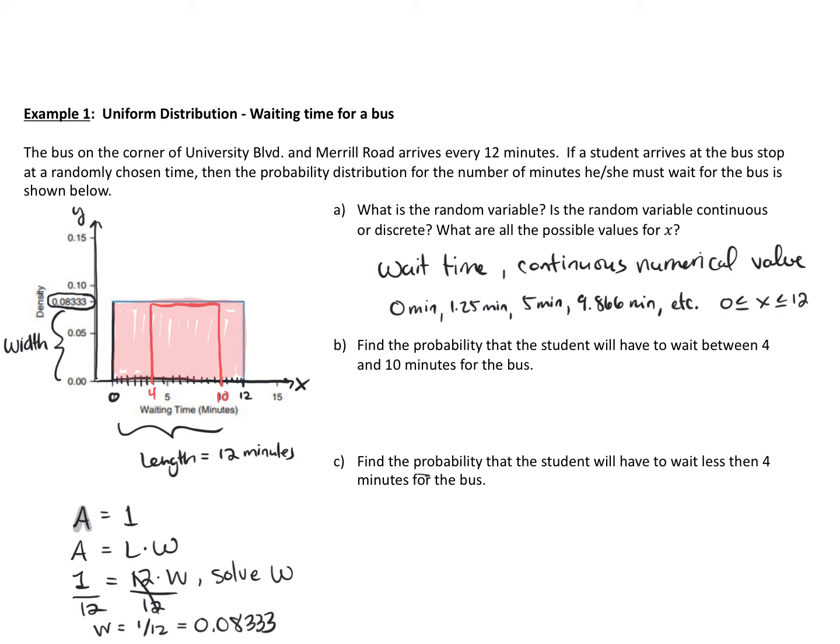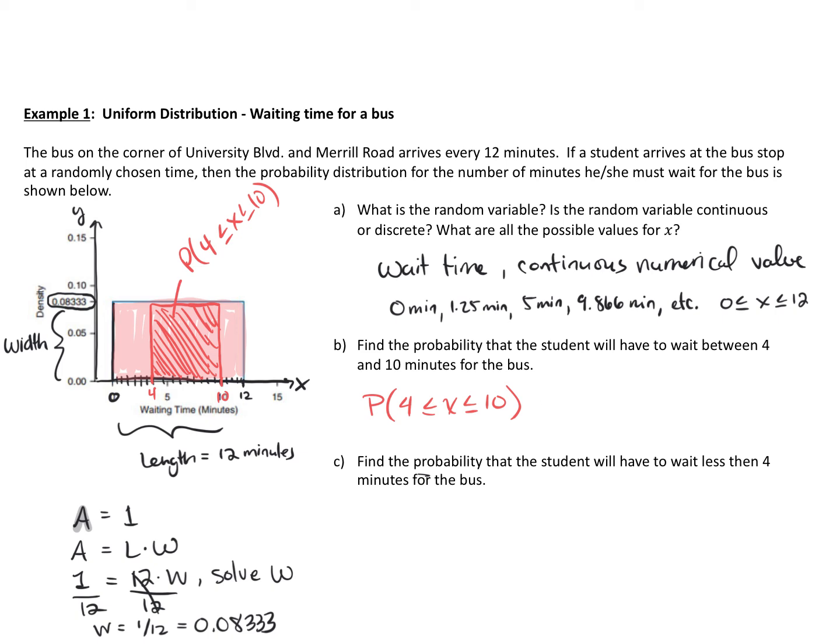So if I want to find the probability, I'm going to use the notation here. The probability that the student has to wait between 4 and 10 minutes for the bus to come, that probability is represented by the area of the rectangle that I'm shading in red here. Okay, so the area of that red shaded rectangle is the probability that the student has to wait between 4 and 10 minutes. So to find that probability, we just need to figure out what the area under that curve is.